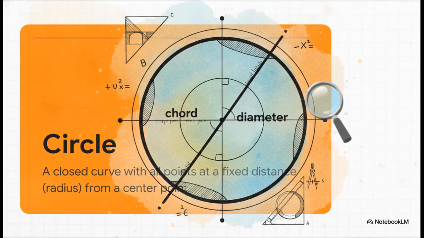A circle is basically a closed curve obtained by joining all the points in a plane that sit at the exact same fixed distance, which we call the radius, from a fixed center point. Pretty simple, right? Now notice the line labeled chord. A chord just joins any two random points right on the circumference. And if you take that chord and draw it straight through the very center, boom, you get the diameter, which is exactly twice the radius. It's the longest chord you could possibly draw.